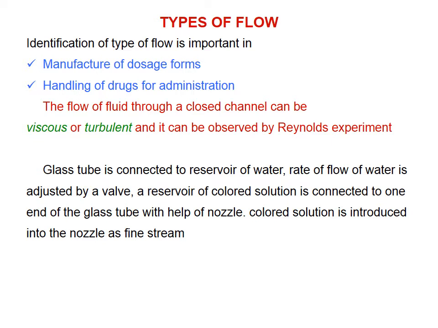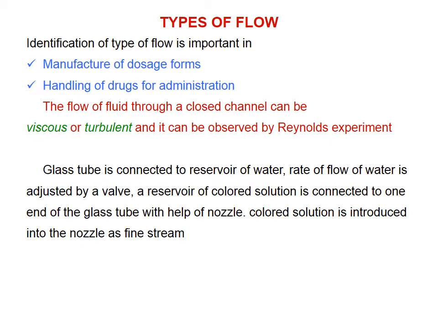The flow of fluid through a closed channel can be viscous or turbulent, and it can be observed by Reynolds experiment. That means depending on the Reynolds number, the types of flow depend, whether it can be viscous or turbulent, or laminar or transition.